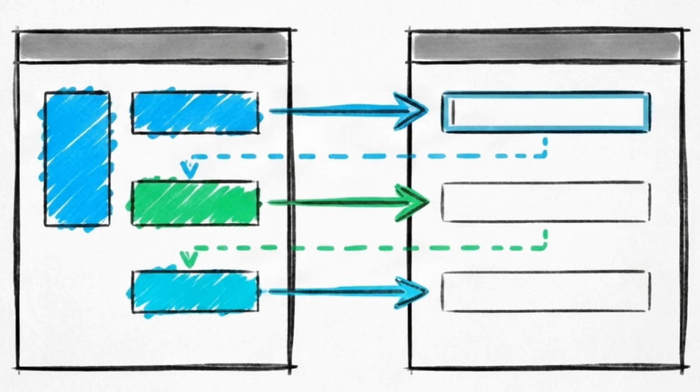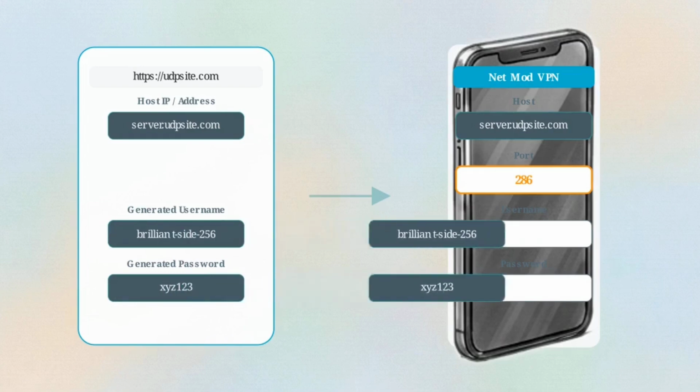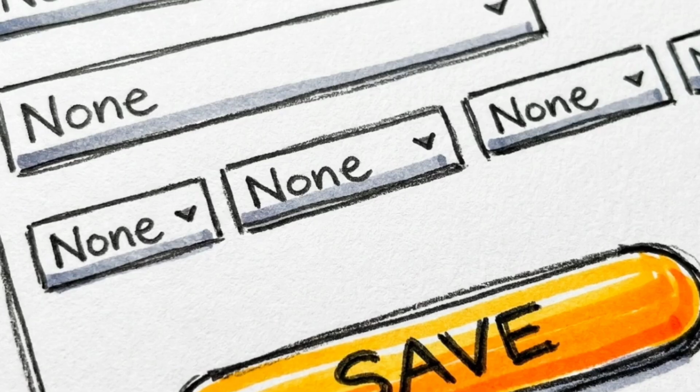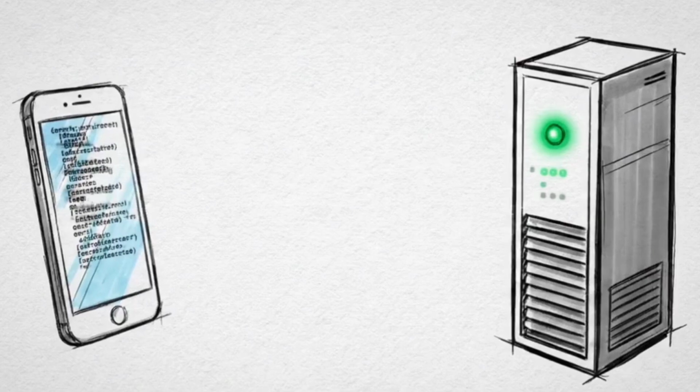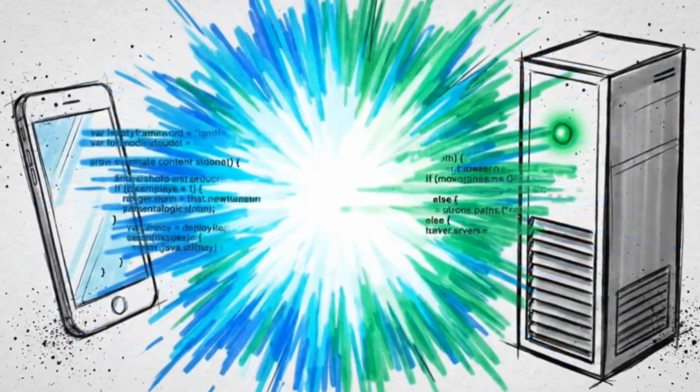As shown in this layout, map the text blocks from your browser directly to the app fields. Copy your host address, set your port specifically to 286, and paste in your username and password. Set the remaining configuration fields to none unless your provider gave you a specific validity code, then save the profile. This exact replication of credentials is required to authenticate the cryptographic handshake between your device and the remote server.